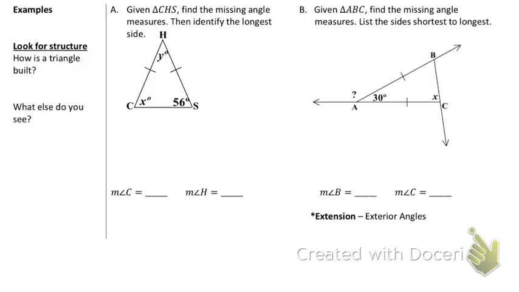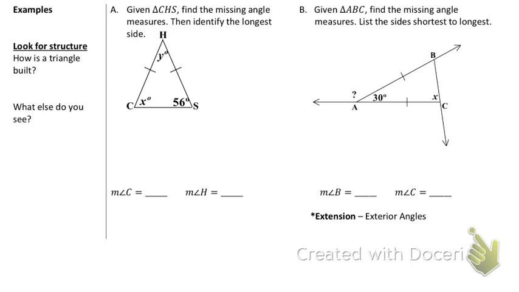Okay guys, let's start looking at some examples dealing with some triangles. Again, some of this stuff we're going to talk about is review. So I'll try to mention it as we go through, just some ideas that you should have been taught in IM1 that we're going to use for these two examples. So in example A, we're going to find the missing angle measures and then identify the longest side.